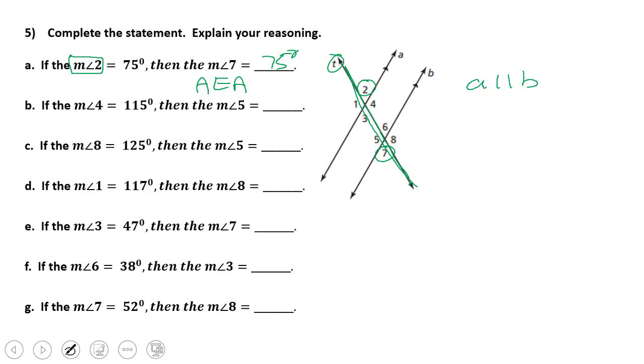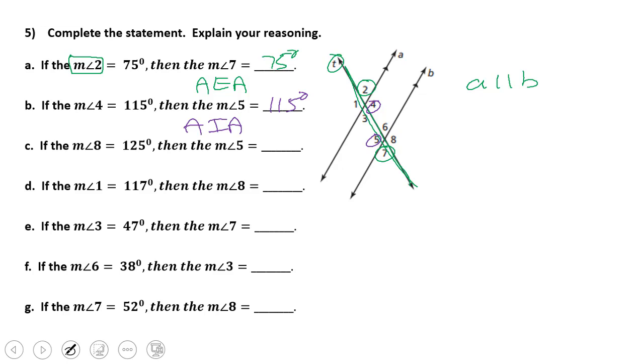Part B, the measurement of angle 4 is 115. Here's 4. And then what is the measurement of angle 5? So 4 and 5 are on opposite sides of the transversal. This time they're on the inside or interior of the parallel lines. So we're going to call those alternate interior angles. And we know alternate interior angles are congruent. So the measurement of angle 5 is 115 degrees.